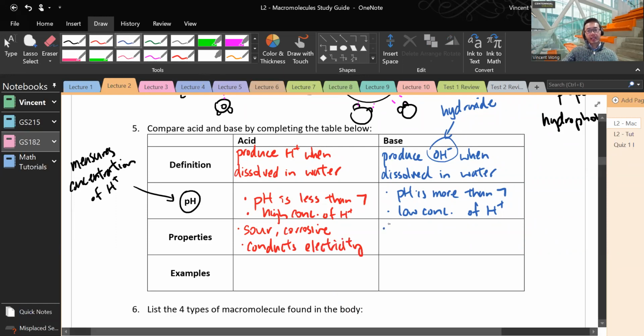For base, it is bitter if you taste it. Okay, slippery if you touch it without gloves. And it also conducts electricity. Okay.